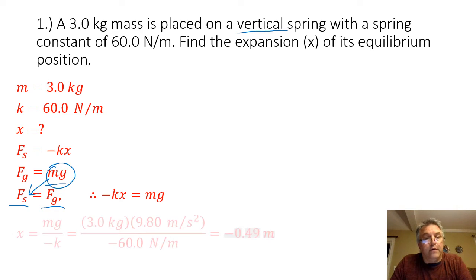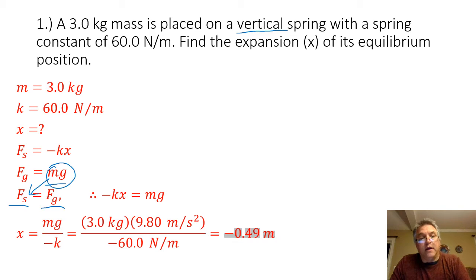Now I can solve for x, and solving this for x gives me x equals mg divided by negative k. Can't forget that negative sign. Plug in my known values into that equation, and that will give me a displacement of negative 0.49 meters.